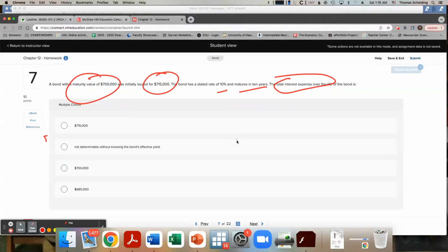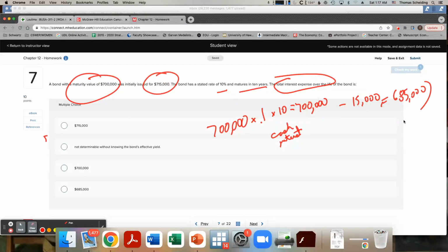So if we took 700,000, multiplied it by 0.1, and did that for 10 years, then we would have $700,000. That would be how much we'd be paying in cash interest. The bond premium is our difference between the 700 and 715, so we need to subtract that $15,000 premium. So that's going to get us 685, which fortunately is our answer right there. So I just took my total cash interest expense of 700,000 and subtracted the premium of 15,000, the difference between our bond maturity value and its original issue price.